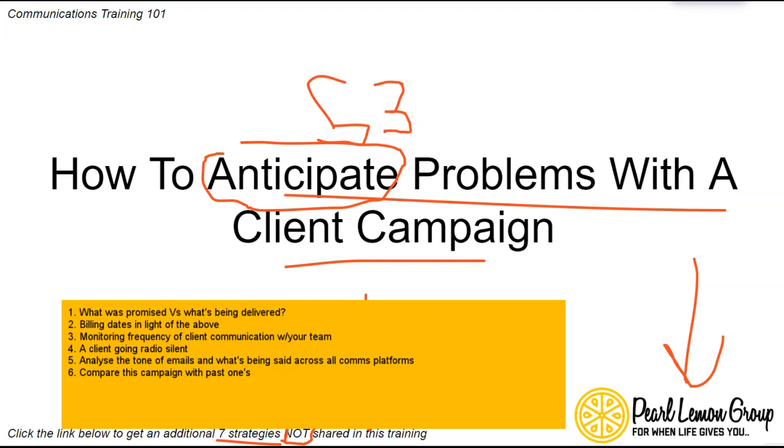But you should not be waiting to get an angry email from a client before you anticipate there being problems. You should be ahead of the game, working on solving potential problems based upon what's already happening. So looking at what's being promised versus what's being delivered, looking at billing dates in light of the above, monitoring the frequency of client and team communication, noticing if a client goes radio silent, analyzing the tone of their emails and what's being said across all communications platforms, and comparing this campaign with past ones, all of that will really powerfully allow you to anticipate problems with the current client campaign.